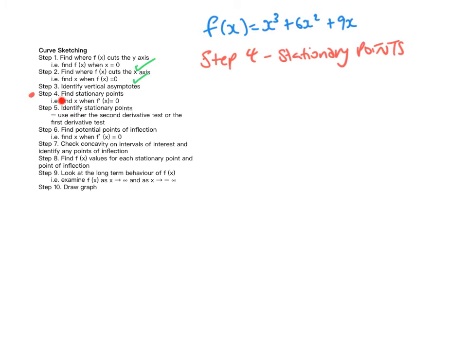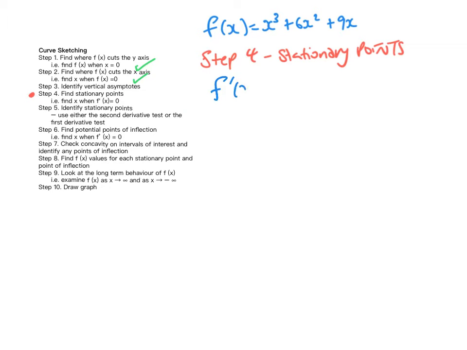So for the next step, step 4, we're going to find the stationary points, which are the turning points. And that's where the derivative f dash of x is equal to 0. So first of all, let's find f dash of x. So we take our original equation, which is up here, the cubic, and we differentiate it. And we find the derived equation.